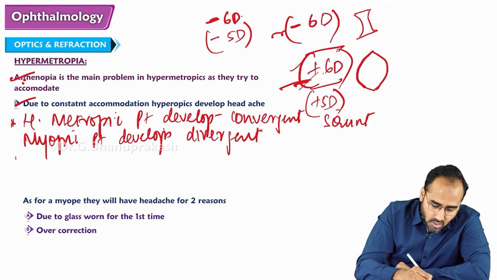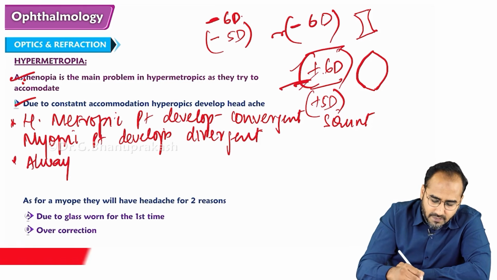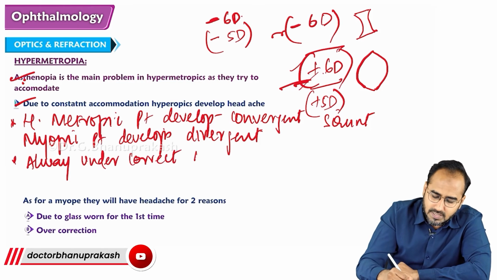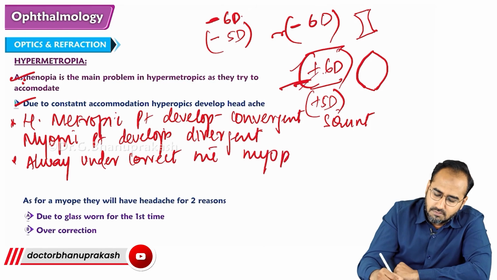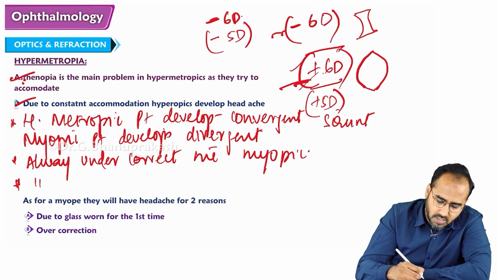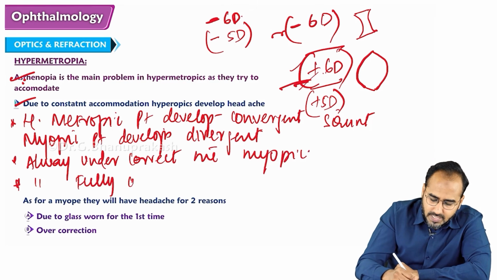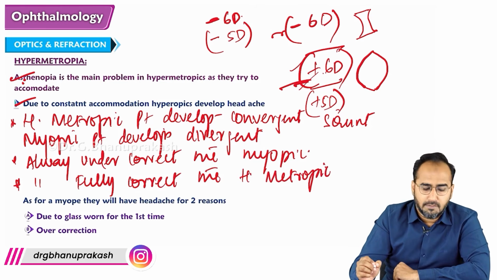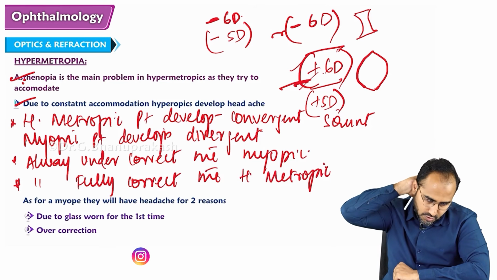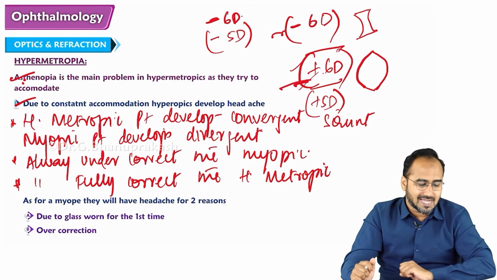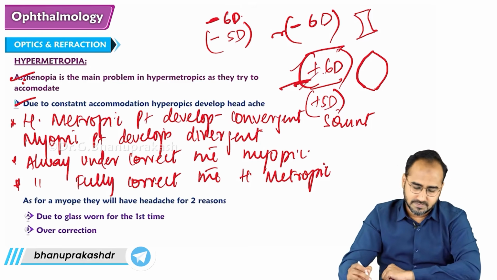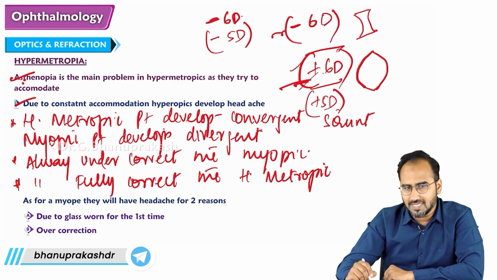And the rule is what? Always undercorrect the myopics. And the other rule is what? Always fully correct the hypermetropics. But if at all the hypermetropics are undercorrected, what will happen? They will have more headache.